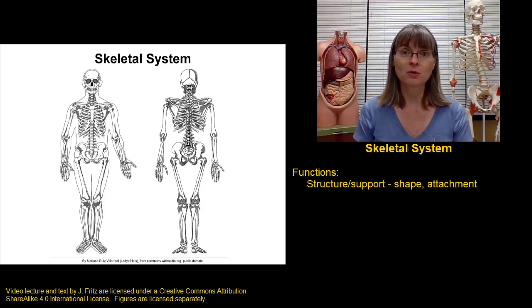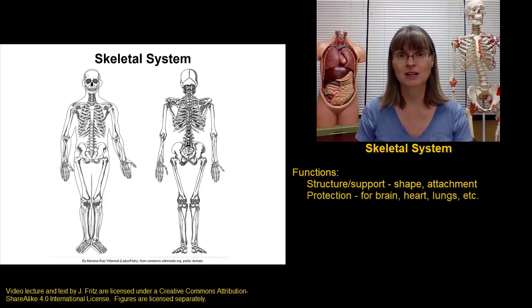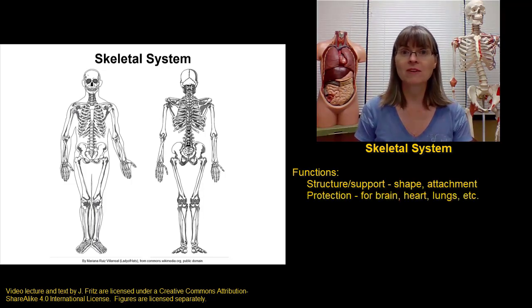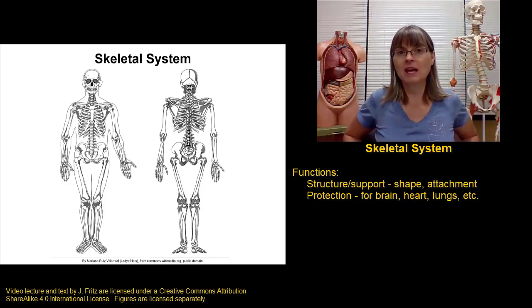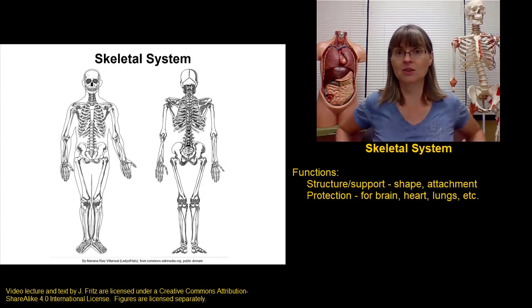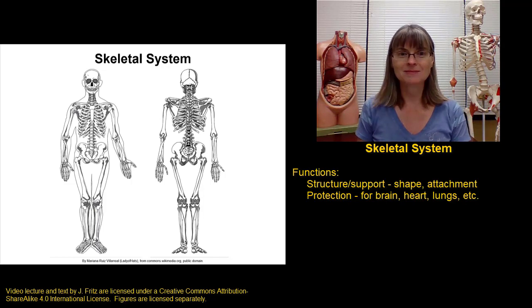The second thing that most people think about as far as the functions of the skeletal system is protection. Our bones are hard and provide a lot of protection to sensitive areas. Our cranium protects our brain, our rib cage protects our heart and our lungs, and our pelvis protects our pelvic organs. Our bones are also very important for helping us with movement.